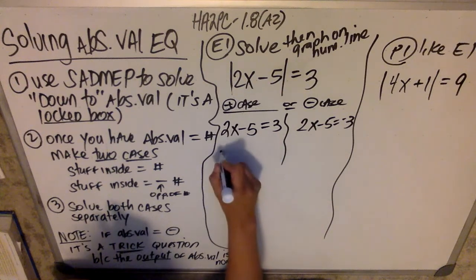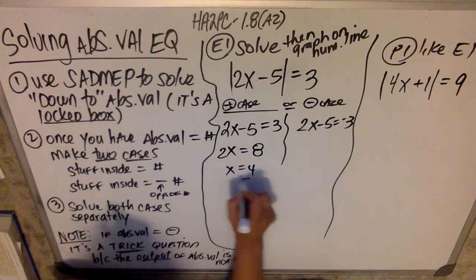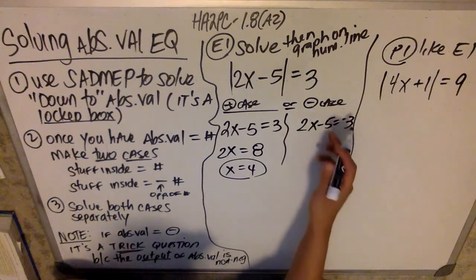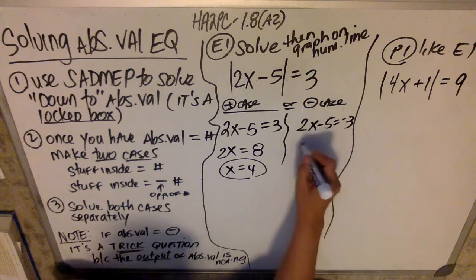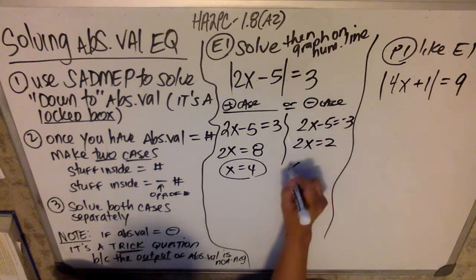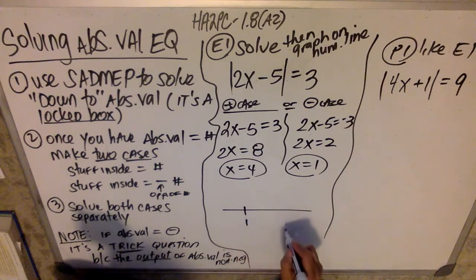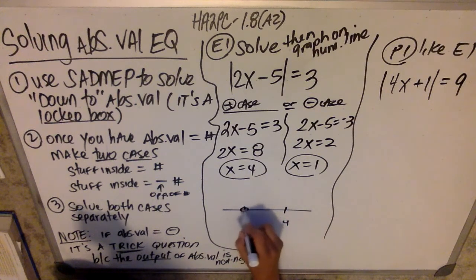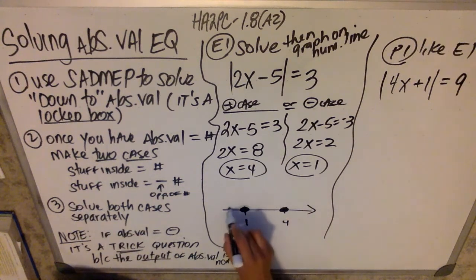So when I add the 5, I'm going to get 2x equals 8. And when I divide by 2, I get x is 4, so that's one of my two answers. When I do that over here, I add the 5, and I get a 2. So I'm going to get 2x equals 2, so I'm going to get x equals 1, and those are both of my answers. What's going to happen if I graph these on a number line, there's no shading involved. On a number line, the answers are literally just a dot at 1 and a dot at 4. There's no shading. I need a 1 and a 4.